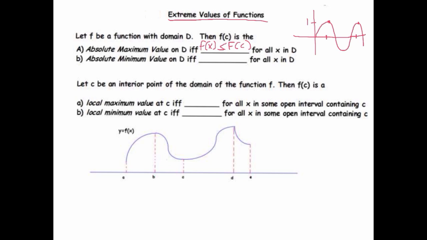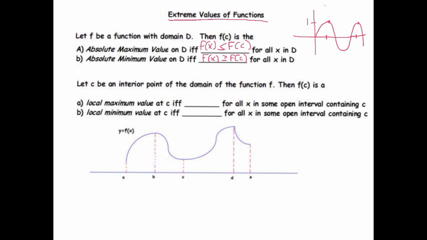And similarly, an absolute minimum on D if and only if f of x is bigger than or equal to f of c for all x in the domain.